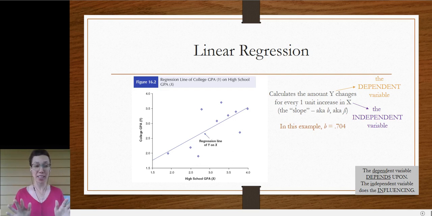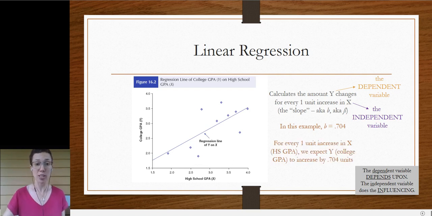With linear regression, one of the most important things it can show us is, again, how does 1 unit of an increase in the independent variable influence the dependent variable? And that's what this b or beta, that's what the slope is essentially calculating. So let's visualize how this looks for a 1 unit increase in high school GPA. So here we see high school GPA increasing from 1.5 to 2.5. So it's a 1 unit increase in high school GPA.